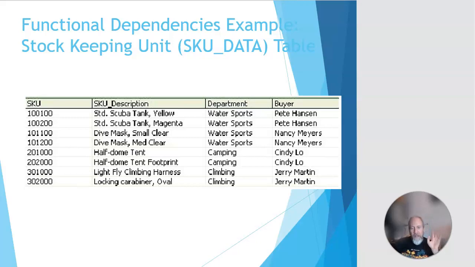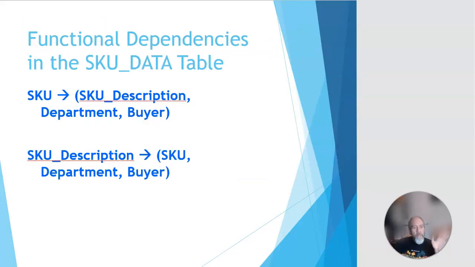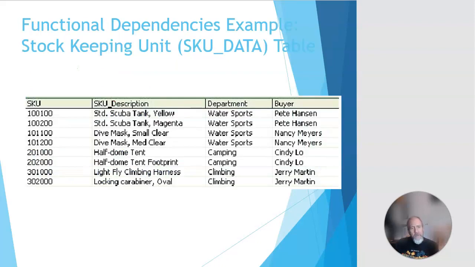Now, I might use different terminology to do this, but we're going to stick with that. Now, if you know the description, you also know the SKU, the department, and the buyer. Why is that the case? Because all the descriptions are unique. If a description were to be duplicated and matched to anything different, a different department, a different buyer, a different SKU, you would violate that functional dependency.